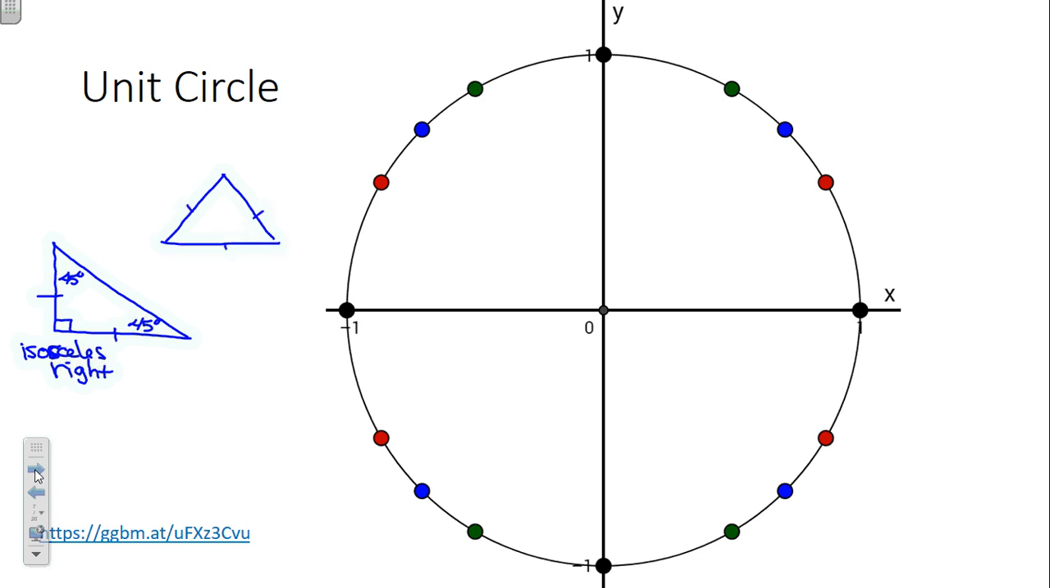What kind of triangle is that? Equilateral. And the cool thing about equilateral is that we can also get a right triangle from it by bisecting one of those 60-degree angles, and it becomes perpendicular to the base, and we end up with a 30, 60, 90 triangle. Okay? So we want to know our 30s, our 45s, our 60s, our 90s, those kinds of angles. Make sense?